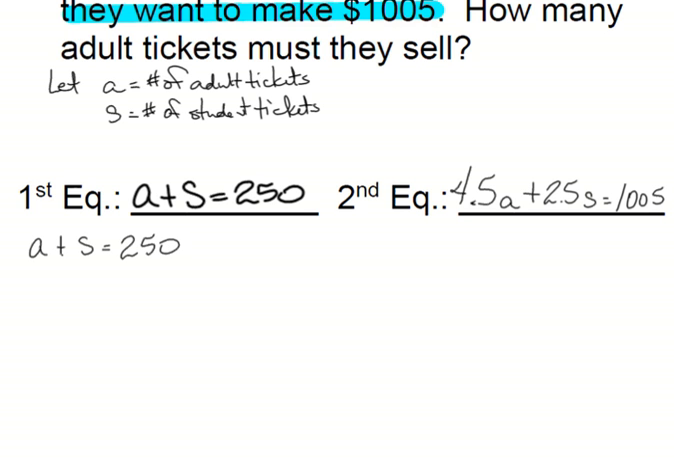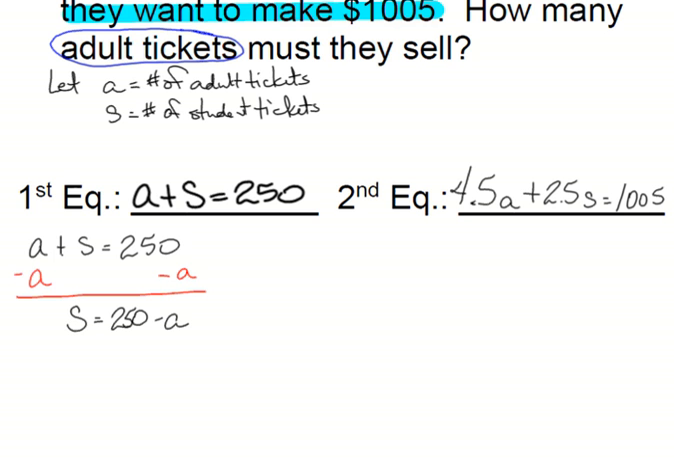I am needing to look for how many adult tickets we need to buy. So they're asking for only the adult tickets. So I'm going to solve this equation for S so that when I substitute, the only variable that will be left are the adults. So I'm going to solve here for S, so that means I'm going to subtract A from both sides. And I now have S is equal to 250 minus A.